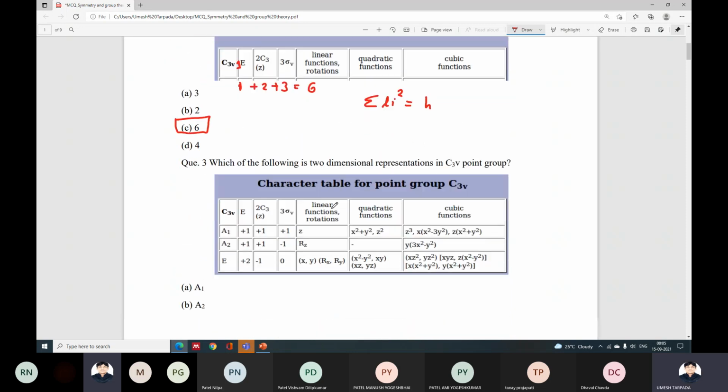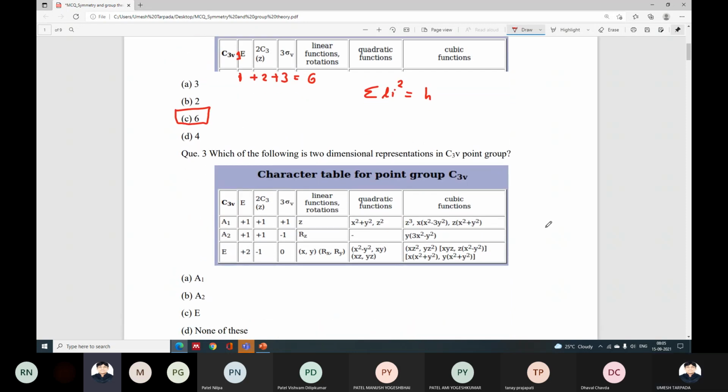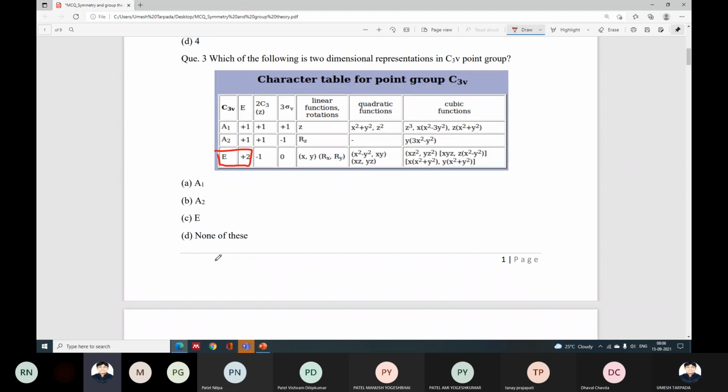What about the third one? Which of the following is a two-dimensional representation? E will be the answer. E is good because it has the entry 2. This 2 is your dimension, so it is a two-dimensional representation. Good.